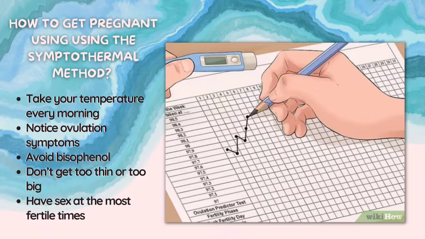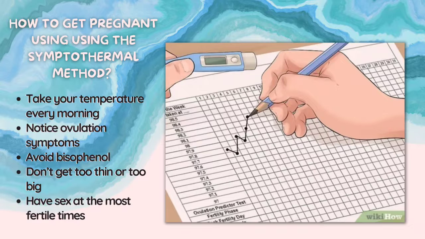Steps on how to get pregnant using symptothermal method. Step number 1, take your temperature every morning. Gumagamit siya ng basal temperature, pagkatapos isusulat niya ito sa calendar depending on the stage of menstrual cycle. Step number 2, notice ovulation symptoms. Pag hinawakan mo ang mucus mo, malapot siya na transparent na parang egg white ang itsura. Abdominal pain, breast sensitivity, and mood swings ay symptoms ng PMS o premenstrual syndrome.